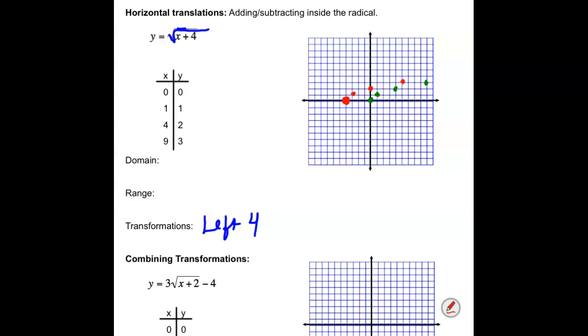So this is my new endpoint there. My graph is going to curve like this off to the right side. And then domain, my x's now, because I've shifted everything 4 to the left, the very first x value that I use is here at -4. So x has to be greater than or equal to -4. My range, the lowest y value that I use is here at 0, and then everything goes up from there, so greater than or equal to 0.